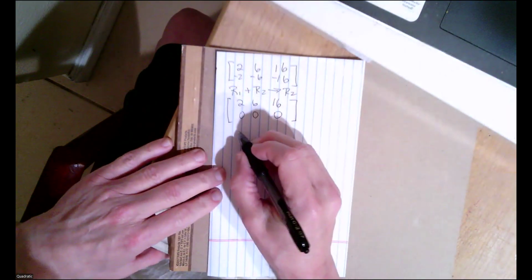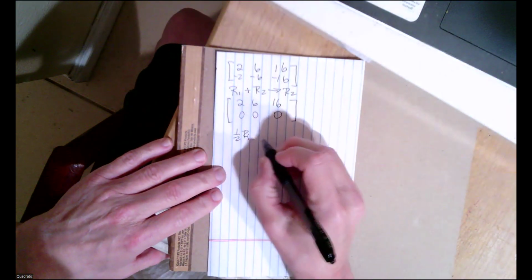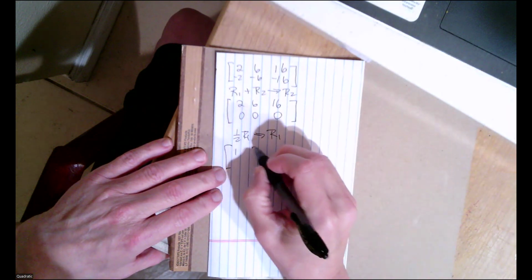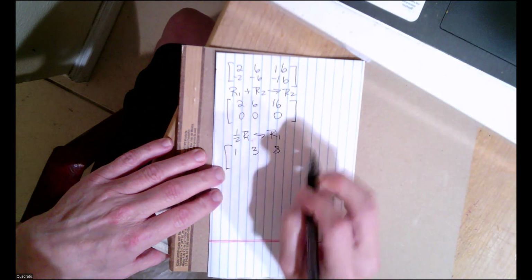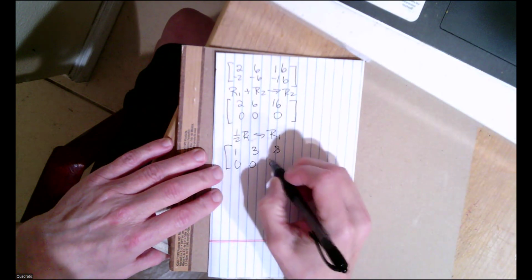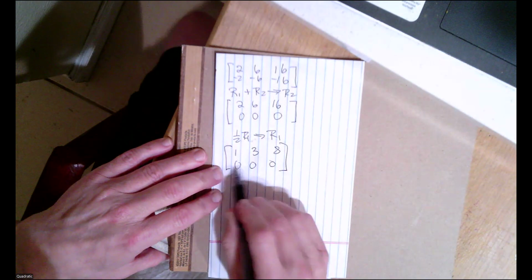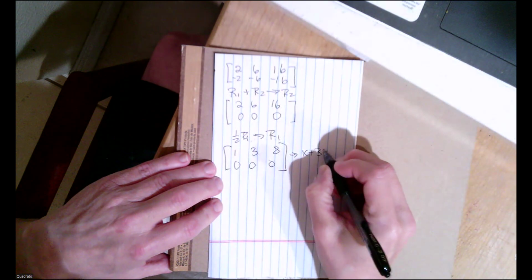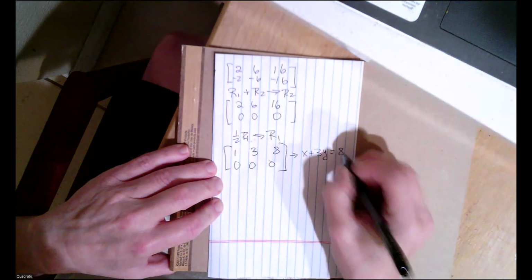I want to turn that 2 into a 1. So I'm going to take 1/2 of row 1 to become the new row 1. And now I have 1, 3, 8, and 0, 0, 0. By the way, I don't even need that 0 row anymore at this point. But let's just remind ourselves that this represents the equation x plus 3y equals 8.